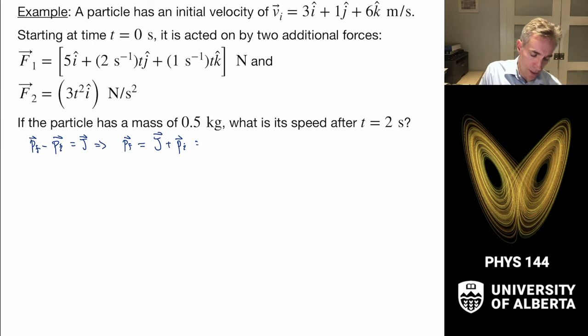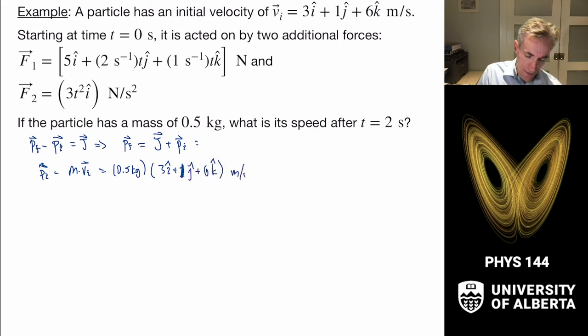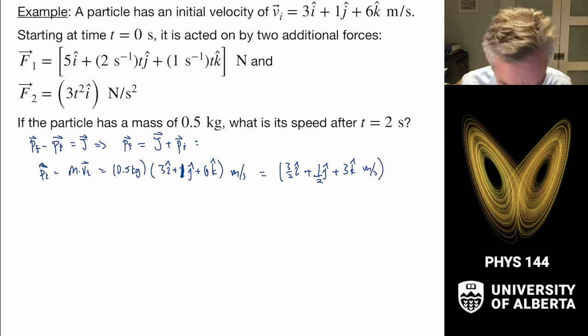So we know that p_i is equal to m times v_i, which is 0.5 kilograms times 3i hat plus 1j hat plus 6k hat meters per second. And so in units, this is 3 halves i hat plus 1 half j hat plus 3 k hat meters per second. And then we calculate the impulse.